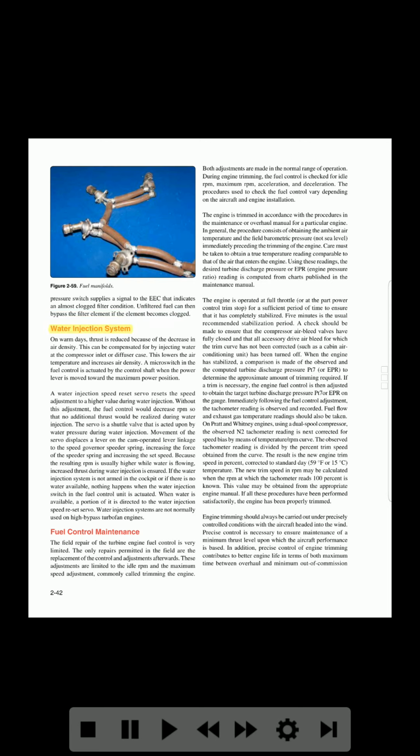Water injection system. On warm days, thrust is reduced because of the decrease in air density. This can be compensated for by injecting water at the compressor inlet or diffuser case. This lowers the air temperature and increases air density.